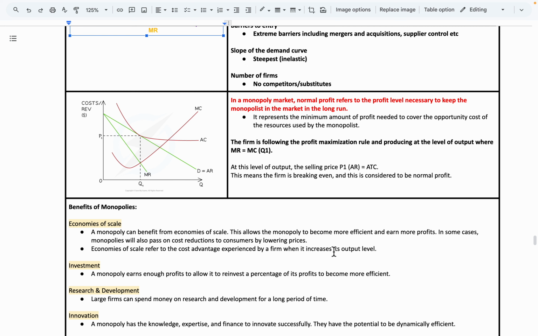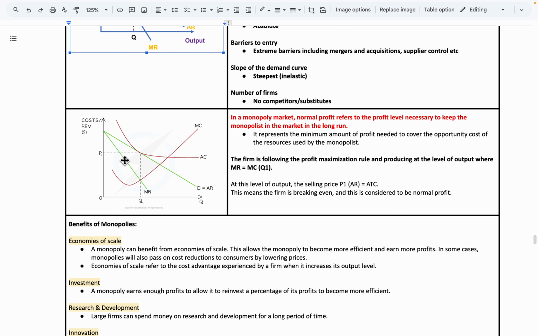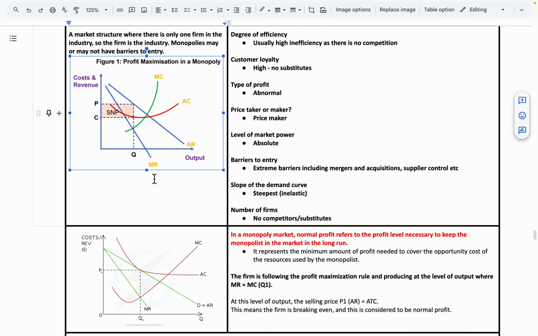Okay, so in a monopoly market, normal profit refers to the profit level necessary to keep the monopolist in the market in the long run. So it represents the minimum amount of profit needed to cover the opportunity cost of the resources used by the monopolist. So this is when it's making a normal profit, when AC is touching the AR curve.